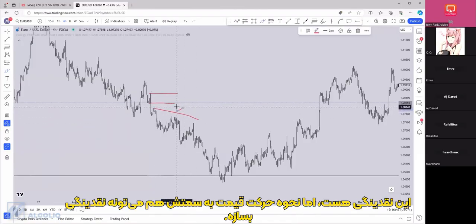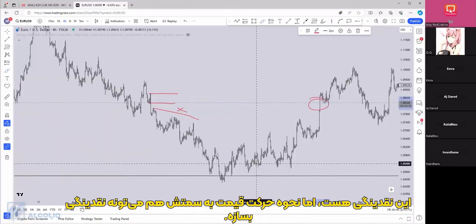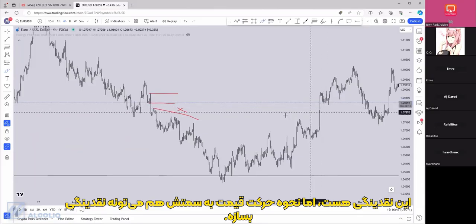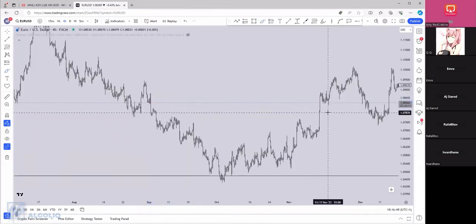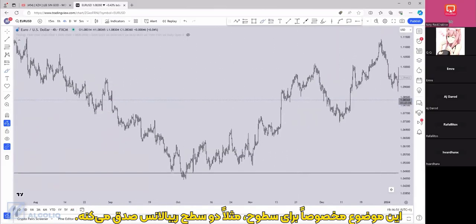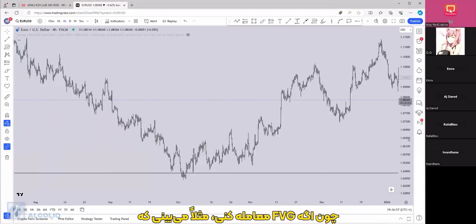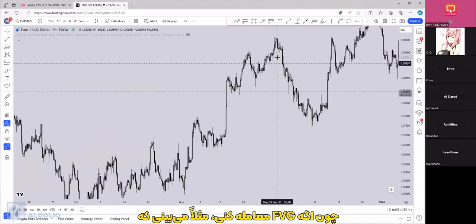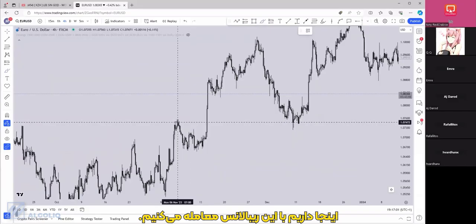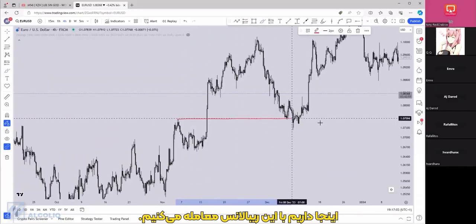This is liquidity, but also how price is moving towards that can create liquidity. This will especially apply to levels, to rebalance levels. Because if you trade FVG, you see, for example, here, you are trading this rebalance.